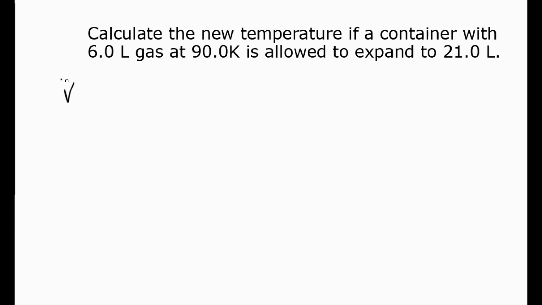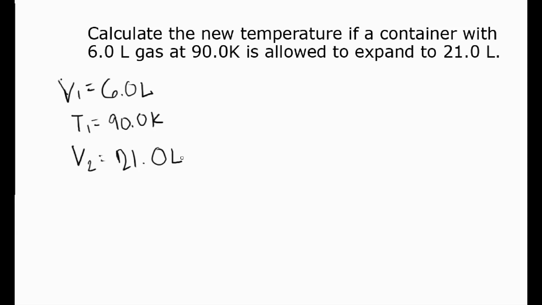So the first volume, V1, is equal to 6 liters. The temperature 1 is 90 kelvins, and the second volume is 21 liters. Remember to always convert the temperatures into Kelvin before computing. In this case, we are already given a temperature in Kelvin so we can proceed to the next part. Be careful in labeling these values because the subscripts must be the same again.